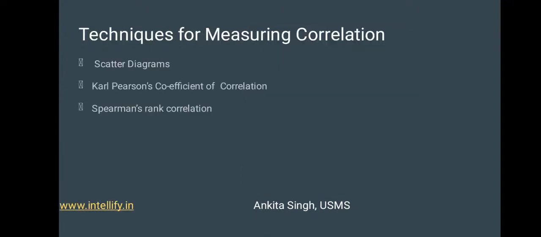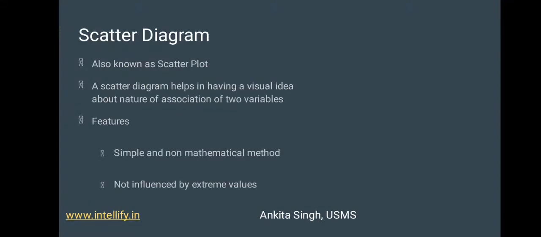Techniques for measuring correlation: scatter diagrams, Karl Pearson coefficient of correlation, and Spearman's rank correlation. The scatter diagram is also known as a scatter plot. A scatter diagram is a graph of observed plotted points where each point represents the values of x and y as a coordinate. It portrays the relationship between two variables graphically. It is a simple and non-mathematical method and it is not influenced by extreme values.